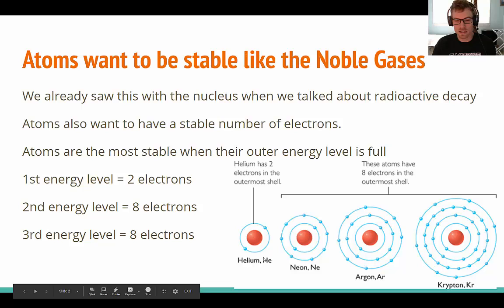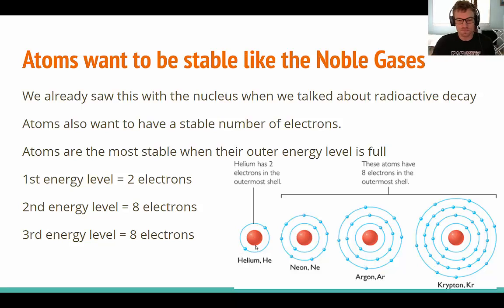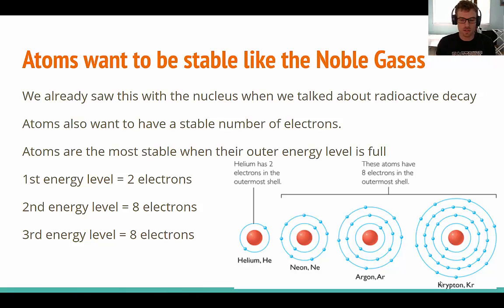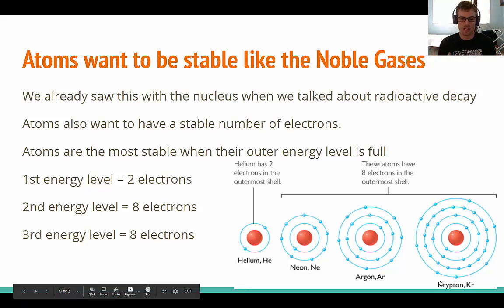So if we take a look down here, right, these are the noble gases, or some of the noble gases. You have helium, neon, argon, and krypton. Helium, that first energy level, has 2 electrons. That's full, so therefore that is stable. Neon has 8 in its second level, so therefore it's stable. Argon, 8 in the third level, it's stable. Krypton, 8 in the fourth level, it's stable, so on and so forth. Okay, so that is the basis of the way that chemical reactions take place.